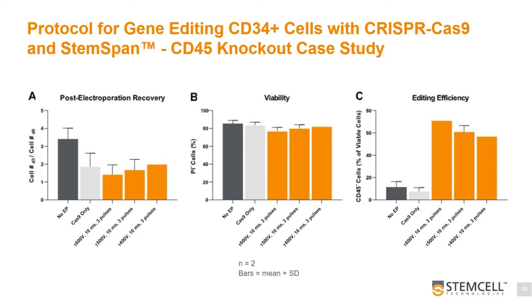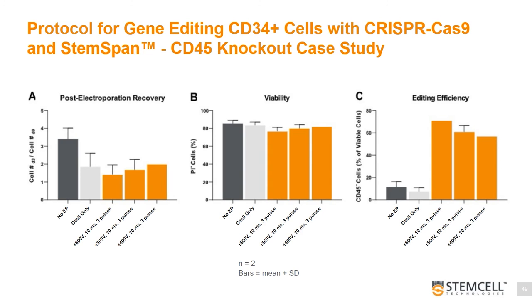In the CD45 knockout experiment, we first optimized electroporation condition at a few different parameters. So first CD34 cells were cultured in optimal culture media for 4 days and electroporated at 3 different electroporation settings. Cells were then analyzed by flow cytometry 3 days post-delivery. The data shown in Figure A is the post-electroporation recovery that was calculated by dividing the total number of cells collected at 3 days post-electroporation by the number of initial electroporated cells.